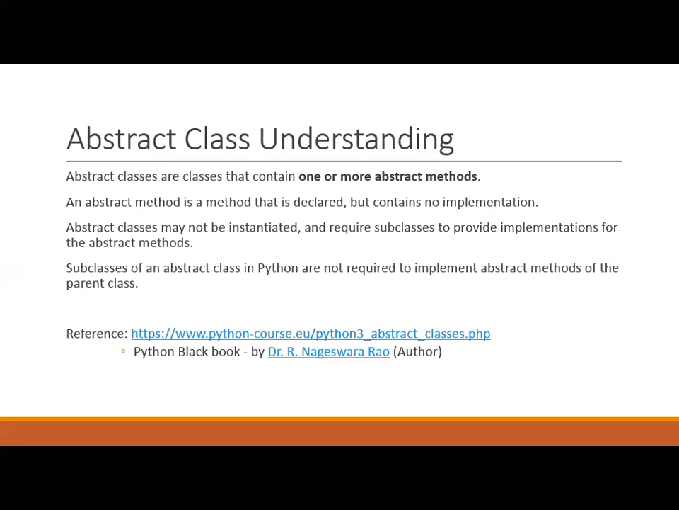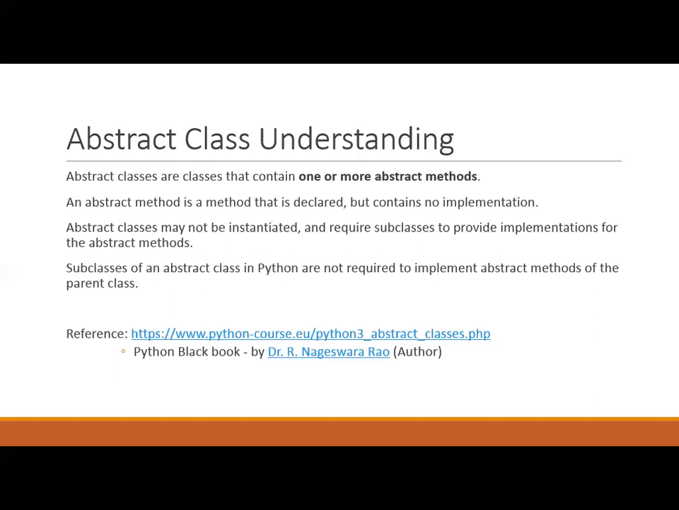An abstract method is a method that is declared but contains no implementation. Normally we will use the pass statement, but if it is not an abstract class or abstract method, the method can be called. In this case, you will not be allowed to call that method. And one more point about an abstract class is you cannot create an object for the abstract class. Definitely we need to implement the unimplemented methods from the abstract class in a subclass.